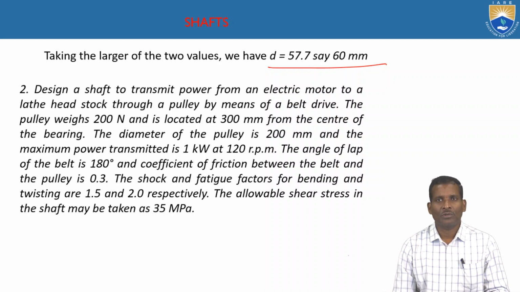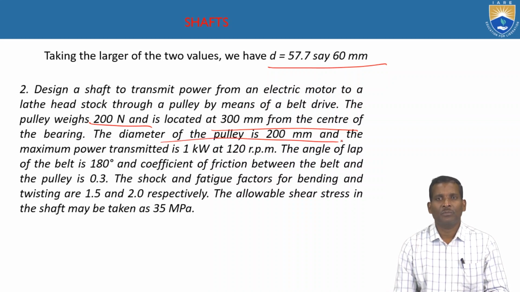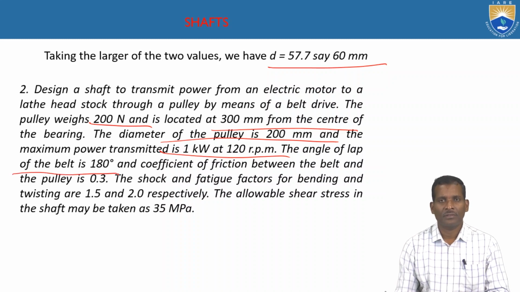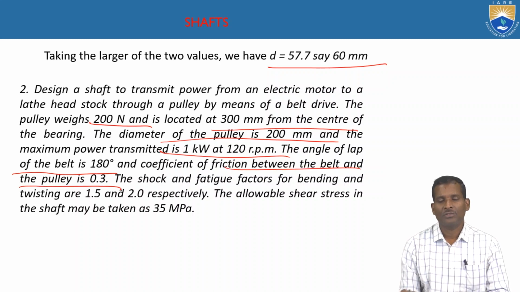Design a shaft to transmit power from an electric motor to lathe head stock through a pulley by means of a belt drive. Here a belt drive is there. So the pulley weighing 200 newtons is located at 300 mm from the center of the bearing. The diameter of the pulley is 200 mm and the maximum power transmitted is 1 kilowatt at 120 rpm. The angle of lap of the belt is 180 degrees. So that is theta. The coefficient of friction between the belt and the pulley surfaces is 0.3.